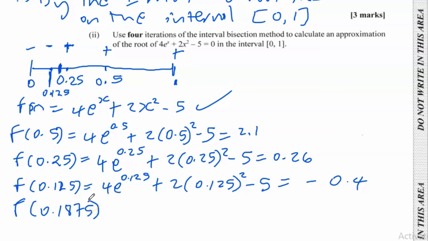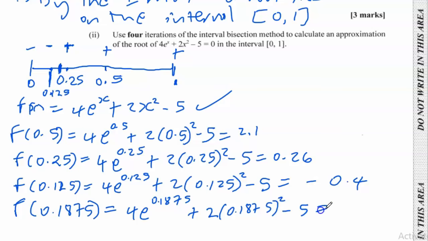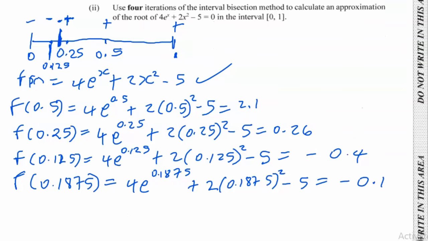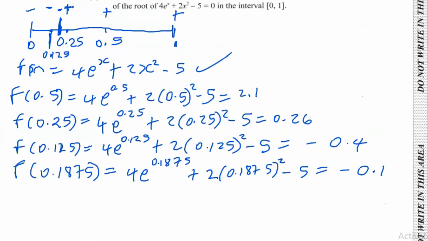So next we're going to try 0.1875. In the function, replace x with 0.1875. So we'll now have 4e to the 0.1875 plus 2 times 0.1875 squared minus 5, and I am getting negative 0.1. So when we have 0.1875, it's a negative number. So the root lies between 0.1875 and 0.25. The final iteration that we're asked to do is the fourth.